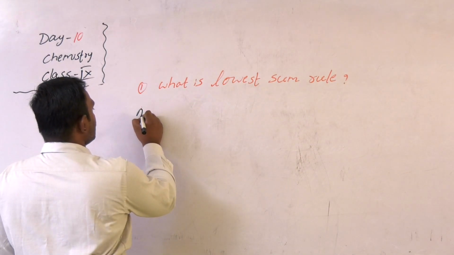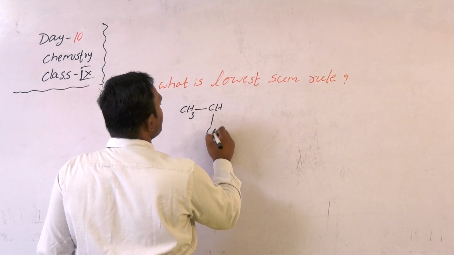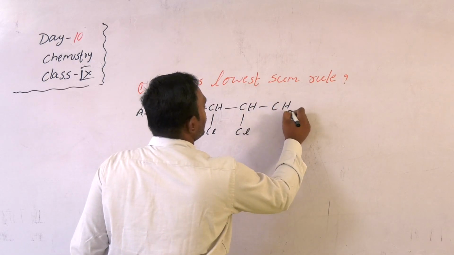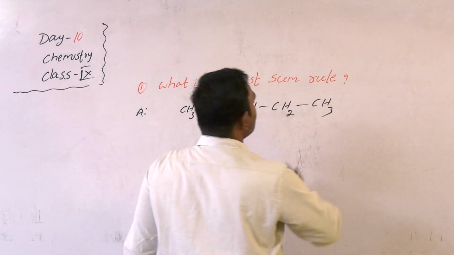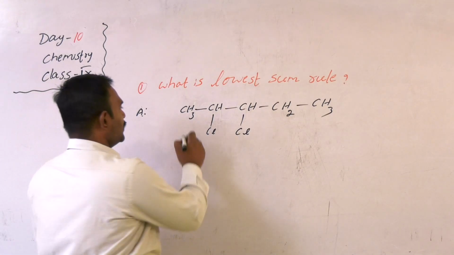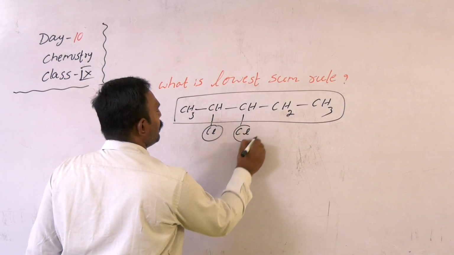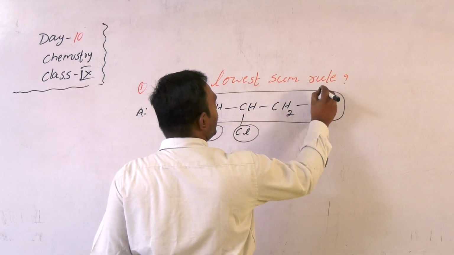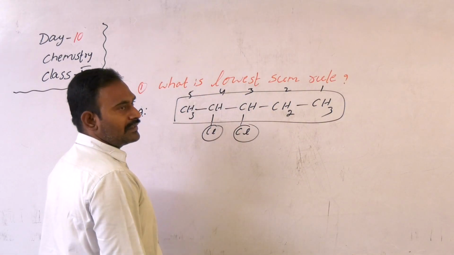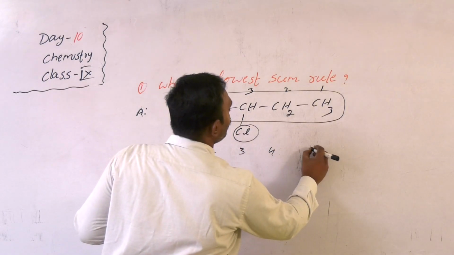Next, coming to the example, CH3, CHCl, CHCl, CH2, CH3. Here we have two options to allot the numbering. It is our longest possible chain. These two are the substituents. First method 1, 2, 3, 4, 5. And second case 1, 2, 3, 4, 5.